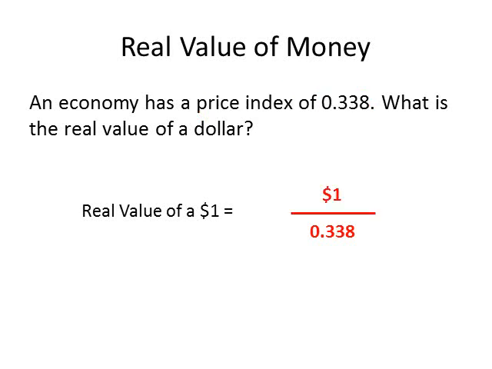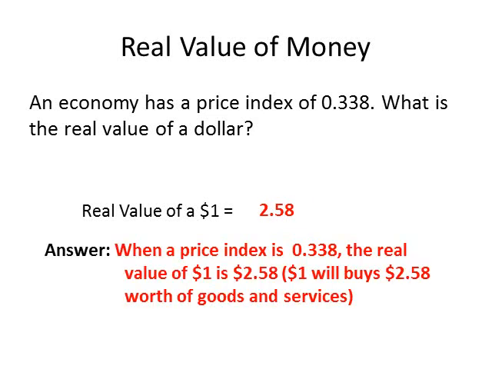Next, we'll divide $1 by 0.338. That gives us $2.96. So the interpretation of this is when the price level is 0.338, the real value of $1 is $2.96. That is to say, $1 buys $2.96 worth of goods and services.